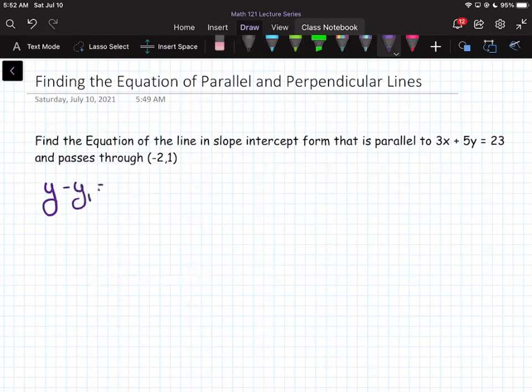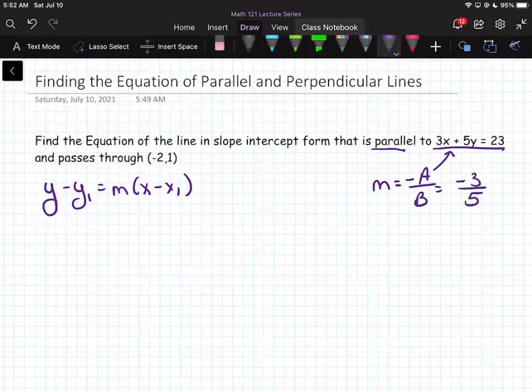y minus y1 equals m times x minus x1. In this problem, we're trying to find the equation of a line parallel to this line. Well, we know if lines are parallel, they have the same slope. So we need to determine the slope of this line. It's in standard form, and from our previous videos, we know that the slope in standard form is negative A over B, which in this case would be negative 3 over 5.